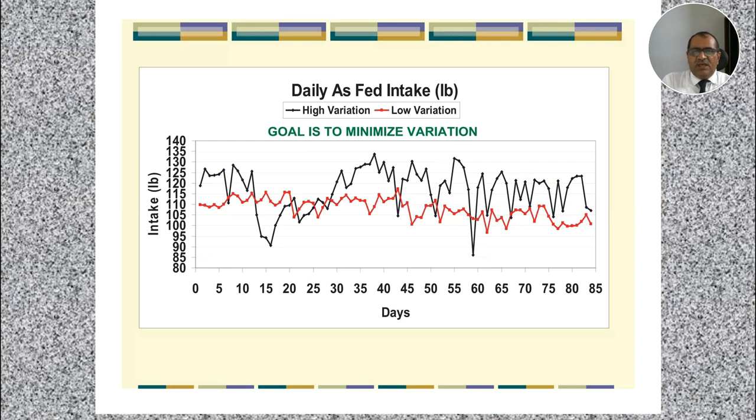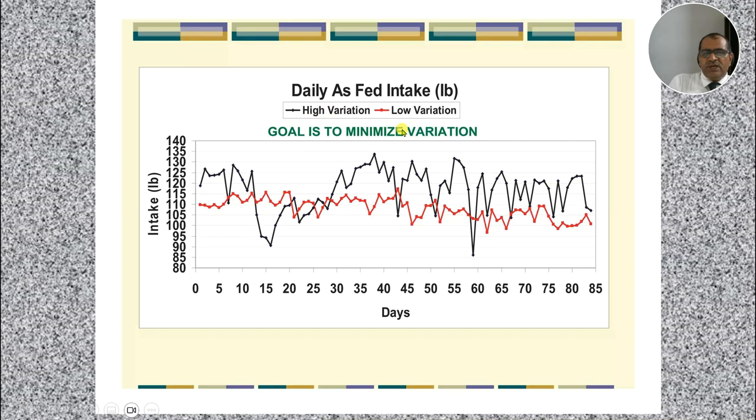Then daily feed intake has high variation. If you can see this particular chart, it ranges from 0 to 85 days, or nearly 3 months. Then the intake in pounds ranges from 80 to 140.